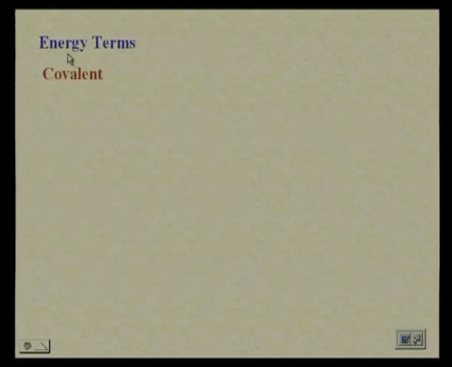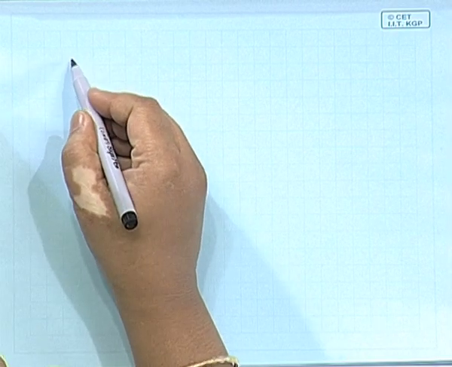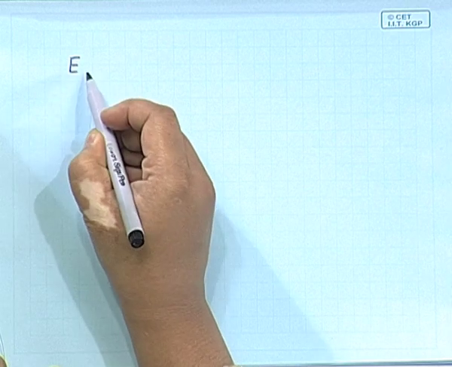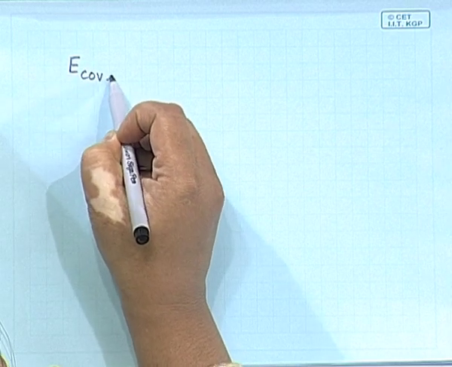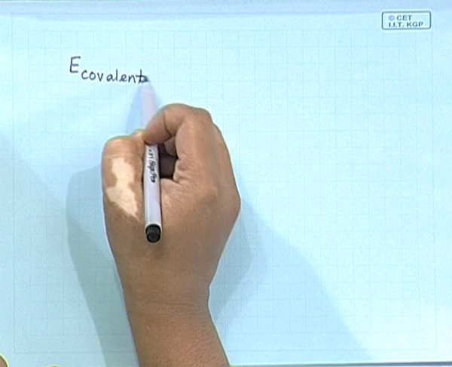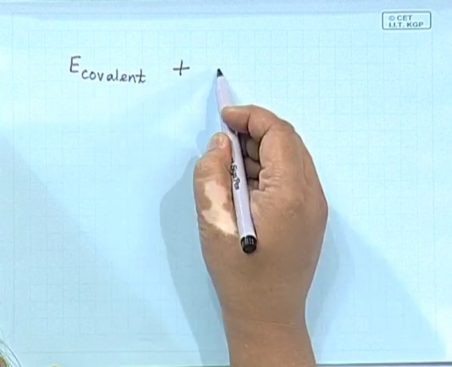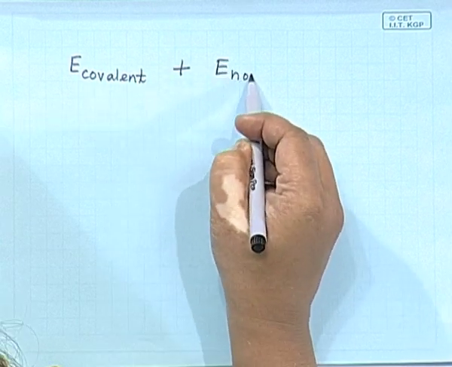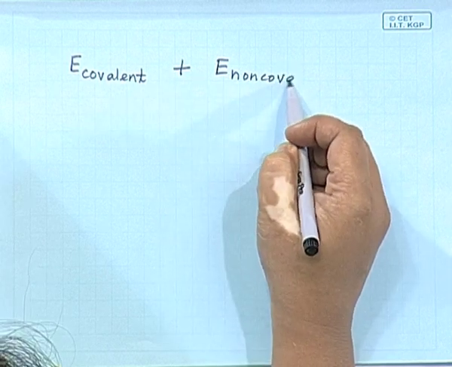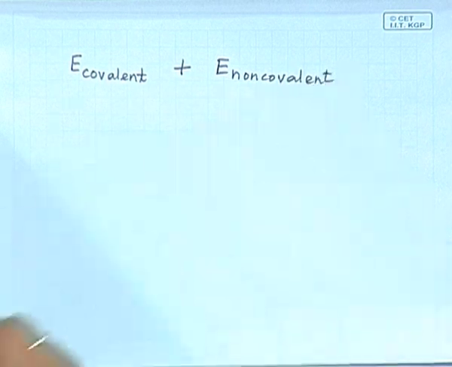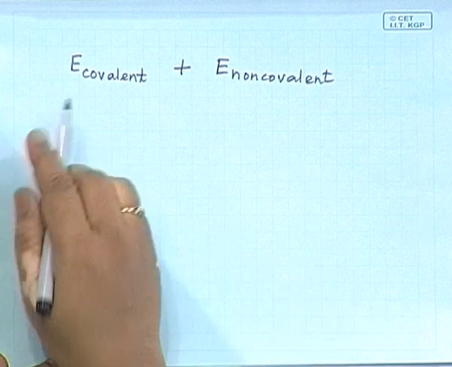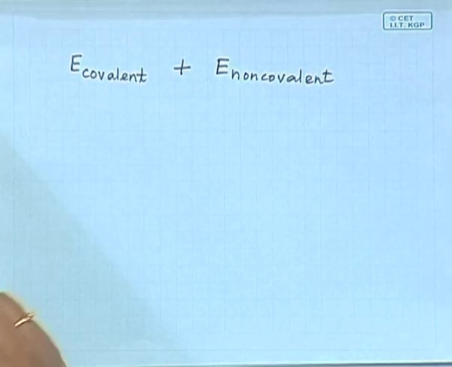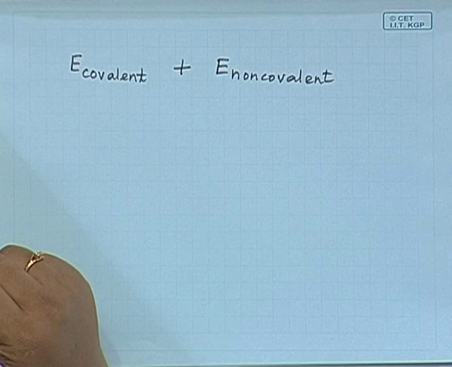So, what do we have? Now, when we consider energy terms, what are we talking about in energy terms? Let us just look at what energy terms we can have. If we are looking at energy, then the total energy can be covalent, or we can also have a non-covalent component to this, right. When we are looking at the covalent energy components, because this is contributing to our total energy.